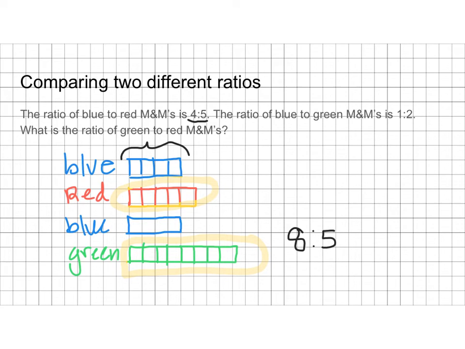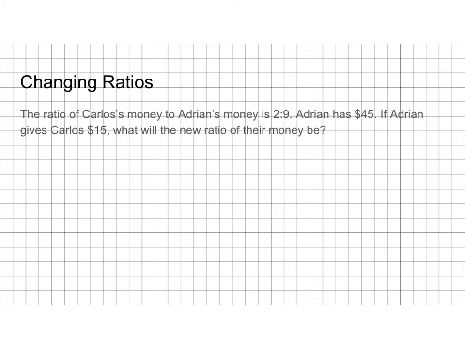All right, let's look at one more tricky type of ratio problem. This type is one where you change something within the problem and you have to see how the ratio adjusts. We're going to change ratios. So we're going to say that Carlos and Adrian have money with a ratio of 2 to 9. And Adrian has $45. If Adrian gives Carlos $15 because he is such a generous person, then what will the new ratio of their money be?